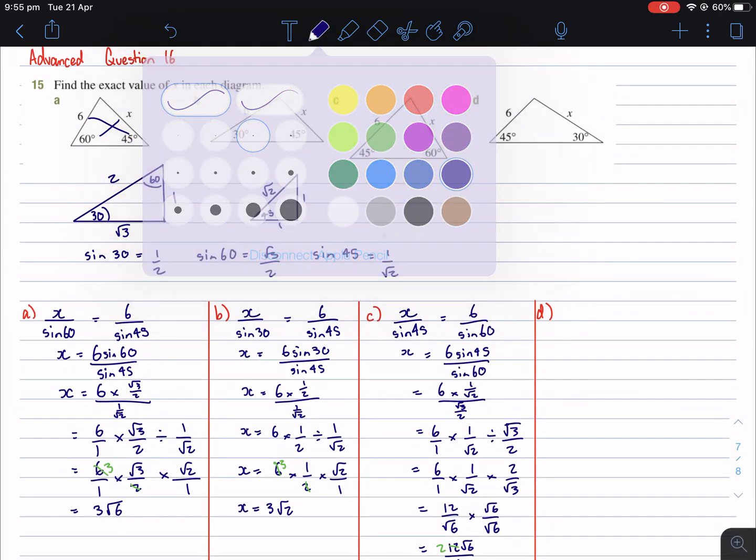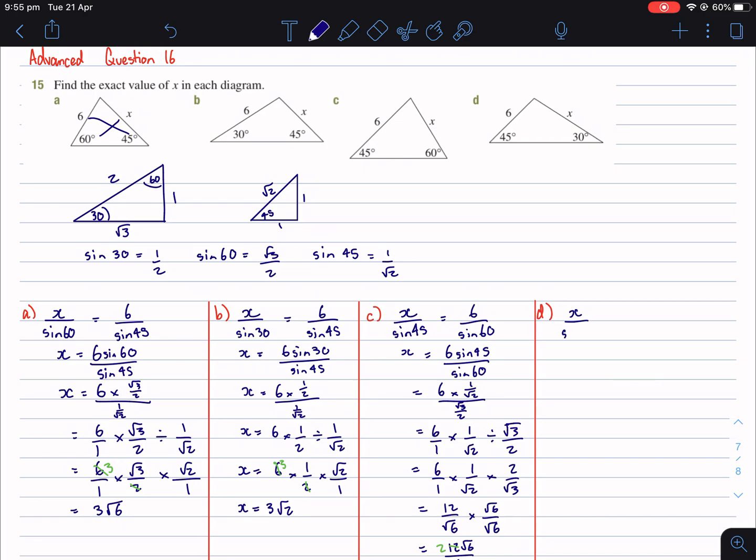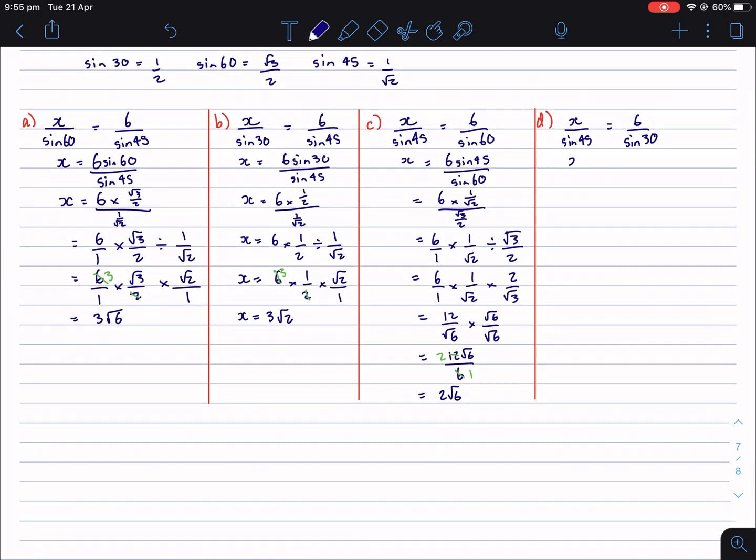Okay, question D, we've got x on sine 45 equals 6 on sine 30. Oh God, these are all just riffing on the same question. So x equals 6 sine 45 over sine 30. So we've got 6 times 1 on root 2 over a half, which means we've got 6 over 1 times 1 on root 2 divided by a half. 6 over 1 times 1 on root 2 times 2 on 1.